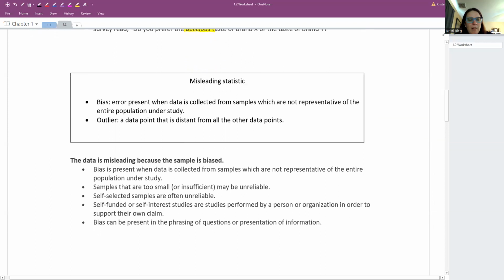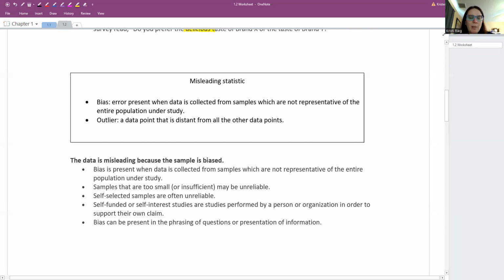Next up, these aren't really questions, it's just information we'll run through. I'm not going to read everything, so feel free to flag this and read it again later. We're talking about a misleading statistic. Problems here would be bias, error present when data is collected from samples that are not representative of the entire population. That could lead to misleading statistics, or an outlier, which is a data point that is far away from all other data points.